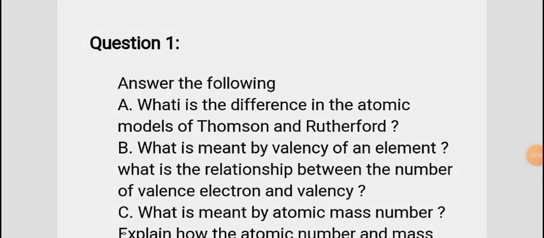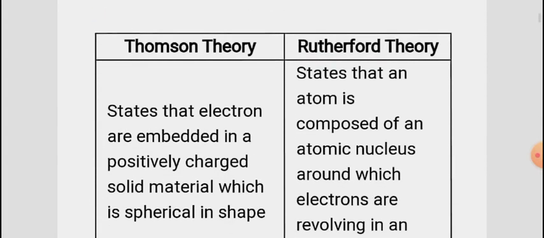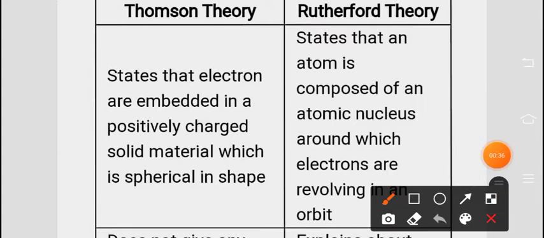Answer is: Thomson's theory states that electrons are embedded in a positively charged solid material which is spherical in shape. Rutherford's theory says that an atom is composed of an atomic nucleus around which electrons are revolving in an orbit.